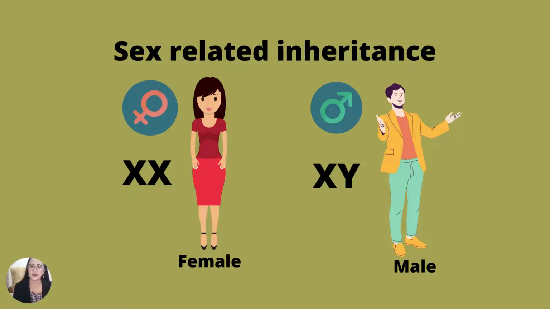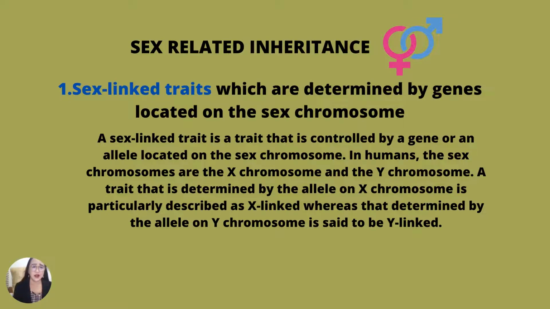Now, some traits are controlled by sex-related inheritance. In humans, sex is determined by the XX chromosome for female and the XY chromosome for males. Sex-related inheritance can be categorized in 3 ways. First, we have the sex-linked traits, which are determined by the genes located in the sex chromosome.